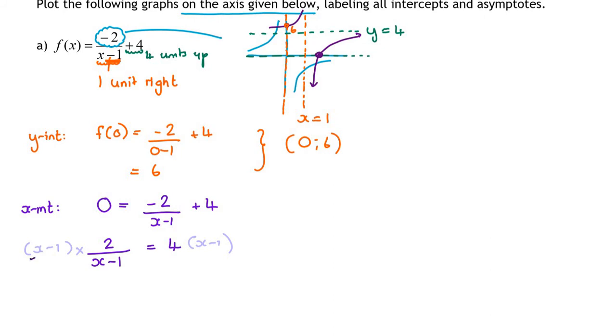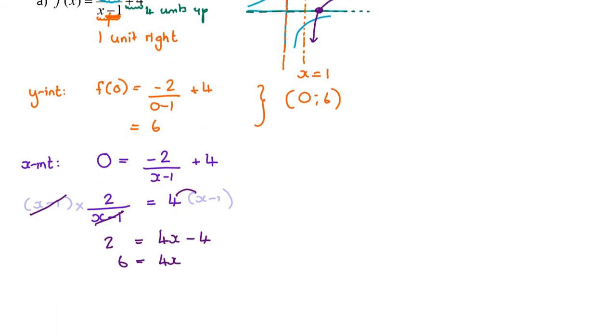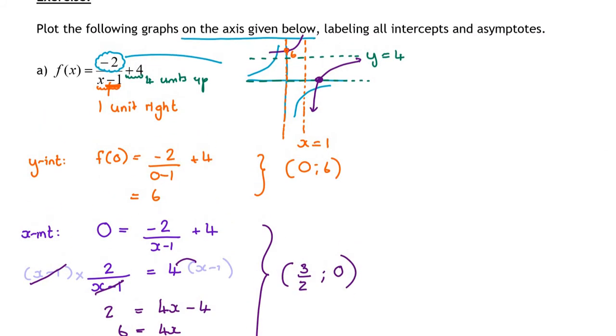So now what happens is my x minus 1's cancel, and I get 2 is 4x minus 4. I take my 4 over, 6 is equal to 4x, and divide by 4, and I used my calculator because 6 divided by 4 is 3 over 2, which is 1.5. So all this tells me when x is 1.5 or 3 over 2, I have my x-intercept. Now again, that makes sense because if you look at that, my vertical asymptote is at 1. So it does make sense that my intercept would be slightly bigger than that.